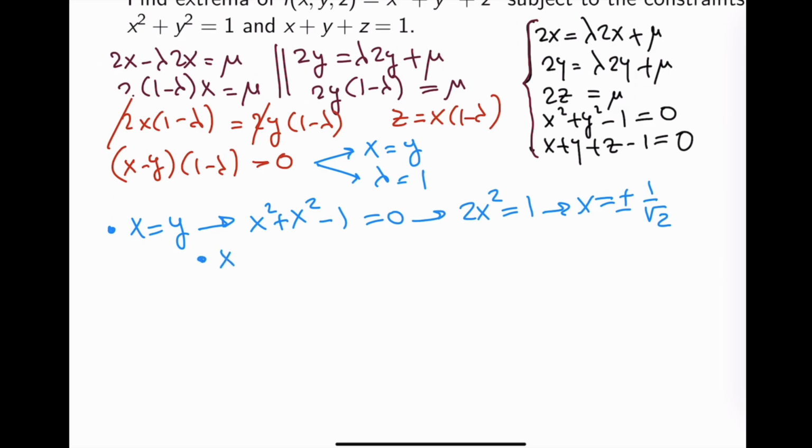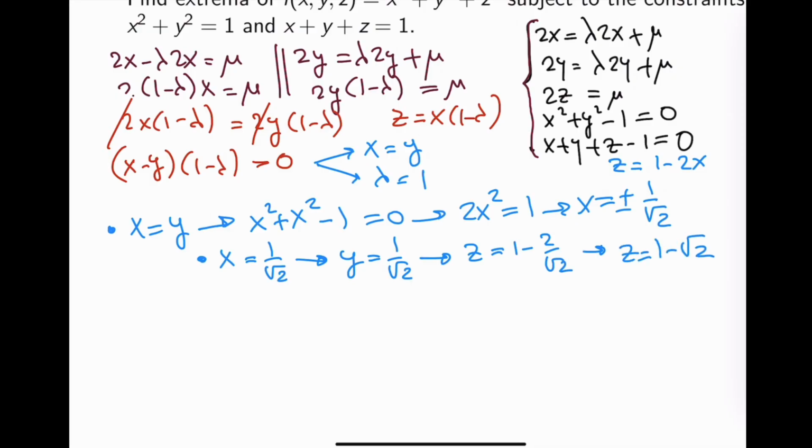So when x is equal to 1 divided by square root of 2, then we have that y, since x is equal to y, is the same thing. And so we have the values of x and y. For the value of z, we go to the last equation here, and we get that z is equal to 1 minus 2x. And so from here, we get that z is equal to 1 minus 2 over square root of 2. So then we get that z is equal to 1 minus square root of 2.